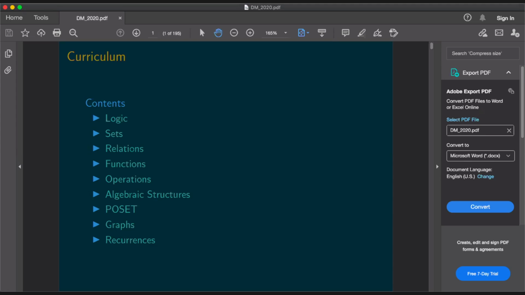This is what we did this semester, and this is also what will be in the exam. So we started with logic, sets, relations, functions, operations, algebraic structures, posets, and then we also had graphs and recurrences. Graphs and recurrences we will not do today. It is quite recent. We had also a lot of exercises, but I want to go through the first part. I also put the slides in Moodle. Okay.